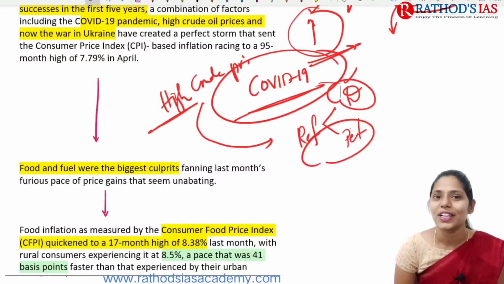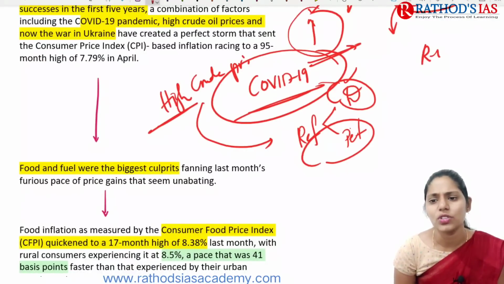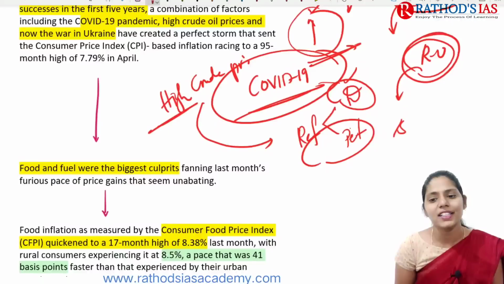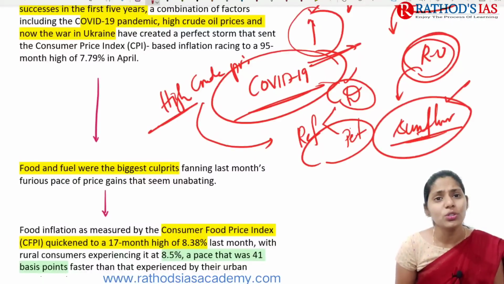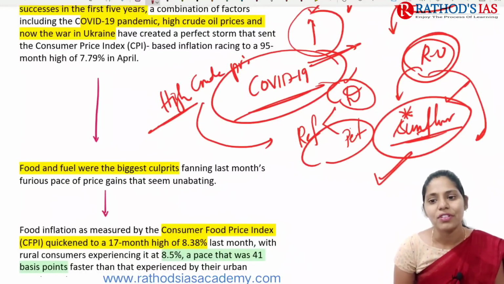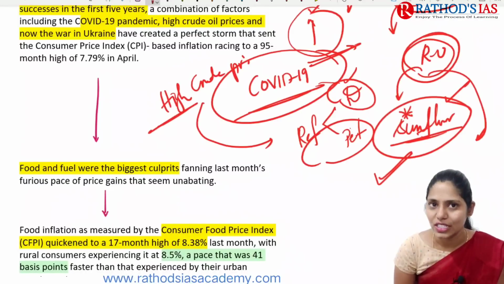that also led to an increase in the consumer price index. So why did this Russia-Ukraine crisis lead to increasing inflation? From Russia and Ukraine we get sunflower oil. Sunflower oil is one of the most used edible oils in India, right? So because of this, what happened? Because of decreased exports of sunflower oil from Russia and Ukraine, there is increasing demand for the sunflower oil, and that led to increasing price.